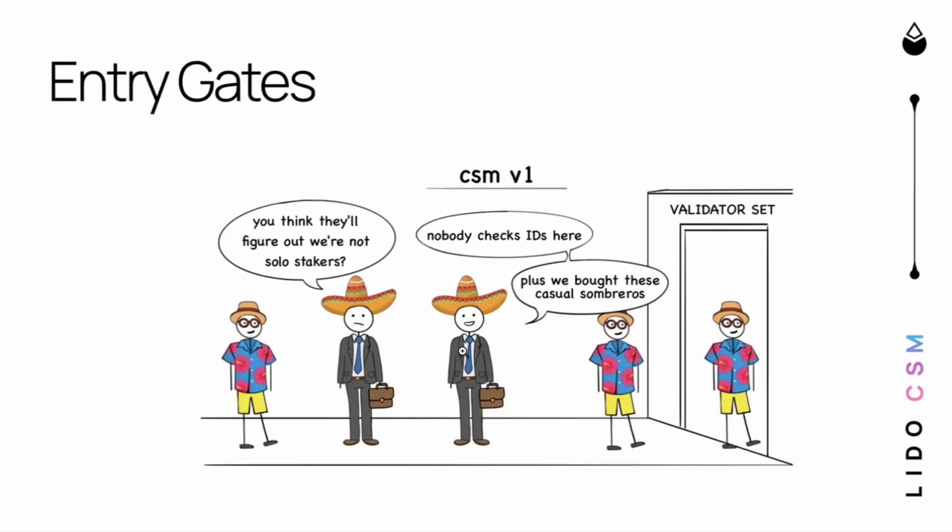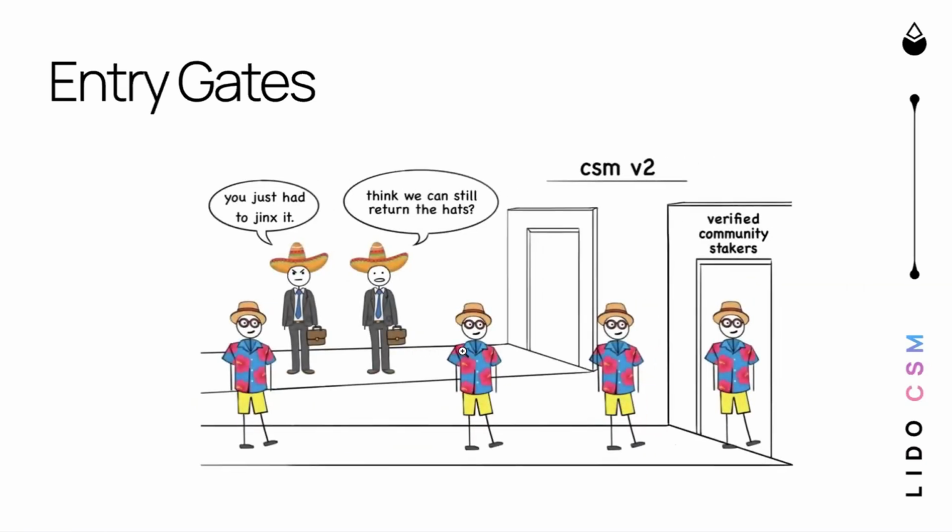And in CSM v2, the second beautiful picture, this issue will be addressed with the mechanism of entry gates, which will allow for splitting all the node operators into first, permissionless operators, and second, identified independent or community stakers, as you can see over here. The technical solution for these entry gates is already developed and is now under audits.